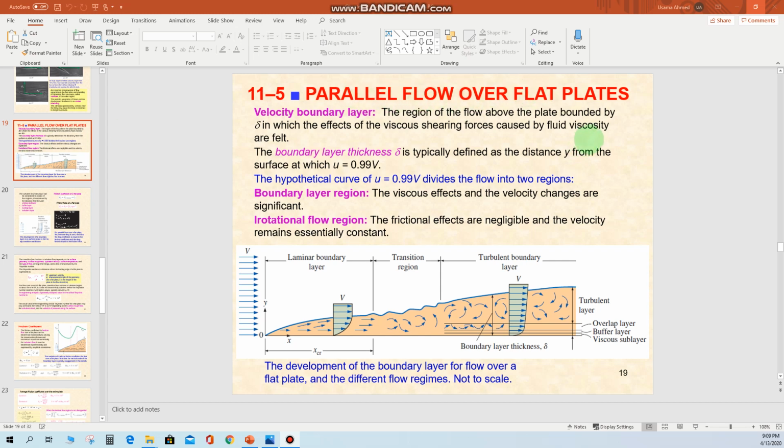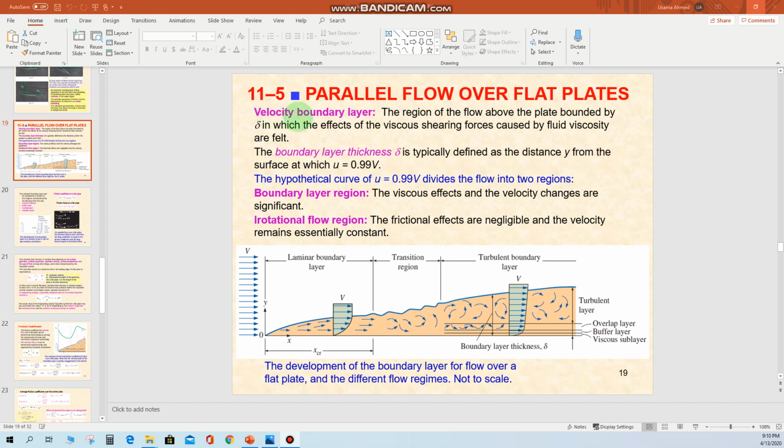So we have to consider the flat plates and how we can find out the thickness of the boundary layer over this flat plate. Okay, so there are some terminologies that we will use in this lecture. Let's see what we have here.